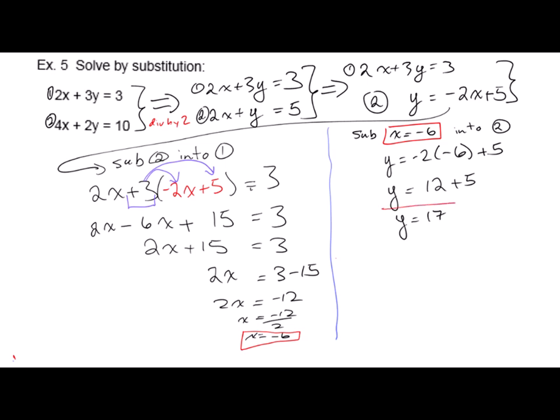And so now we can state that our solution is x is equal to negative 6 and y equals 17, or we can write it as a point, x comma y equals bracket negative 6 comma 17. And we're done.